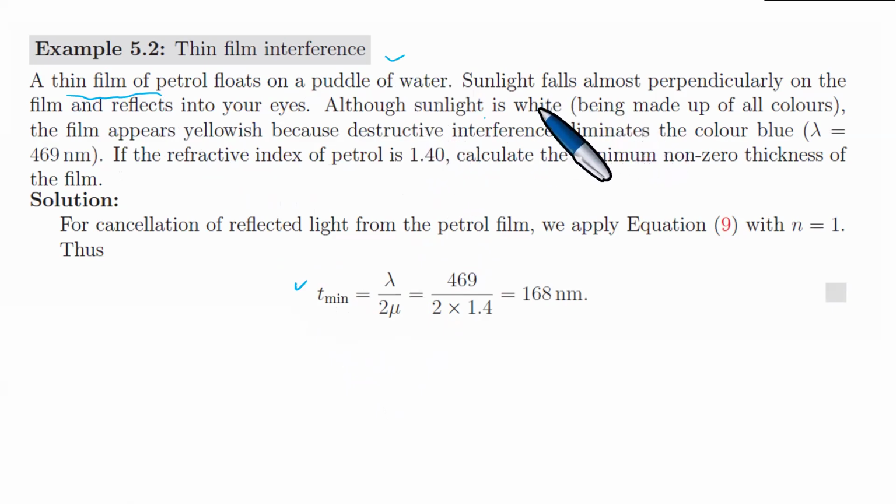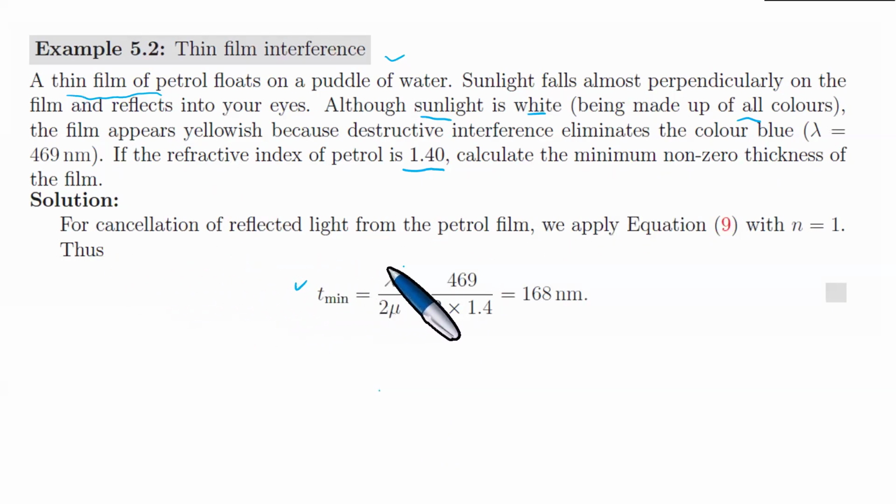Sunlight falls almost perpendicularly on the film and reflects into your eyes. Although sunlight is white, being made up of all colors, the film appears yellowish because of destructive interference, and this eliminates the color blue, which means lambda equals 469 nanometers. If the refractive index of petrol is 1.4, calculate the minimum non-zero thickness of the film.